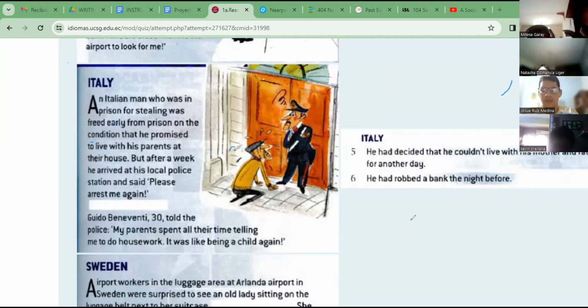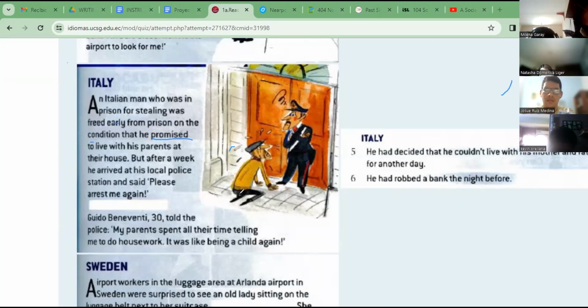Italy. An Italian man who was in prison for stealing was freed early from prison on the condition that he promise to live with his parents at their house. But after a week, he arrived at his local police station and said, please arrest me again. He had decided that he couldn't live with his mother and father for another day.